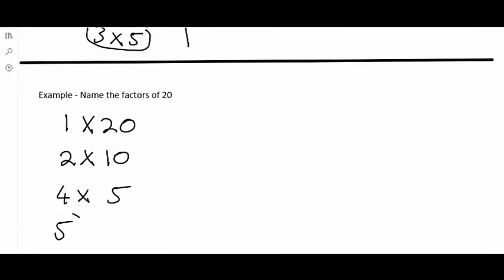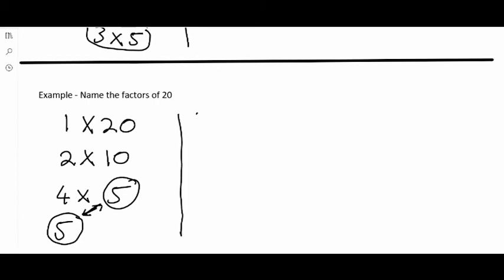Does 5 work? Whoa. Hold up. See this? When you get this repetition, when you get this repeated process, stop. That means that you have covered all of your bases. Even when you're doing the bigger numbers, and you see this repetition take place, it means that you've covered every single factor out there.